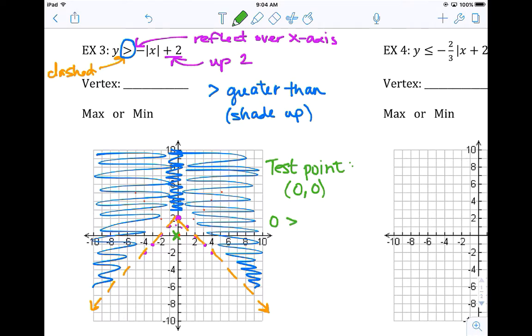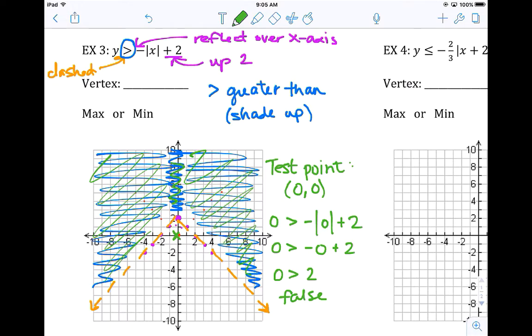So we'll have 0 is greater than the negative absolute value of 0 plus 2. The absolute value of 0 is just 0, and negative 0 isn't really a thing. So 0 plus 2 is just 2. 0 is not greater than 2, so that is a false statement. So that means we should be shading away from 0, 0, which is exactly what we did by shading up the y-axis here and everywhere outside, away from the graph.